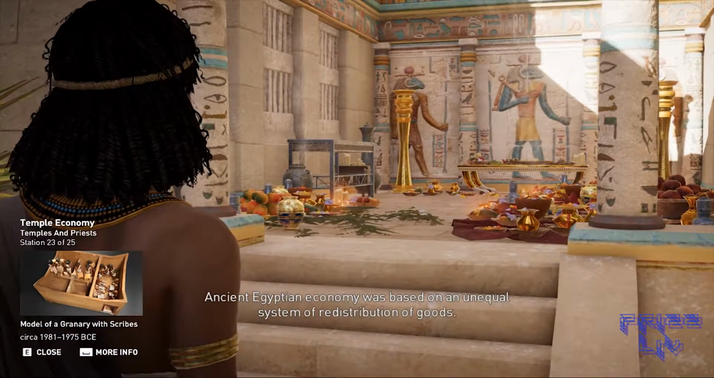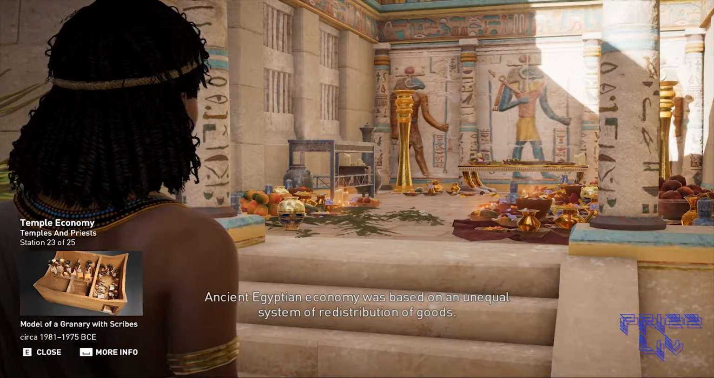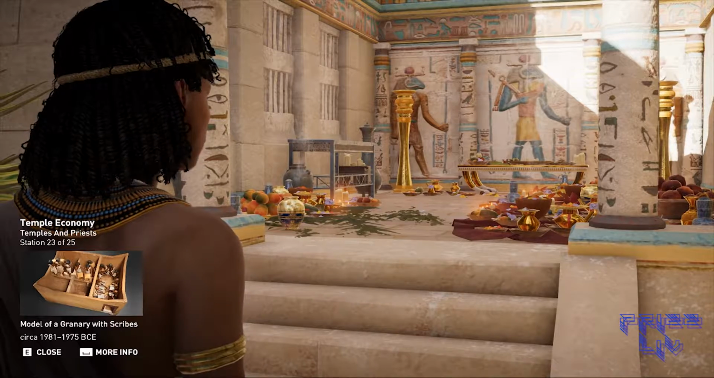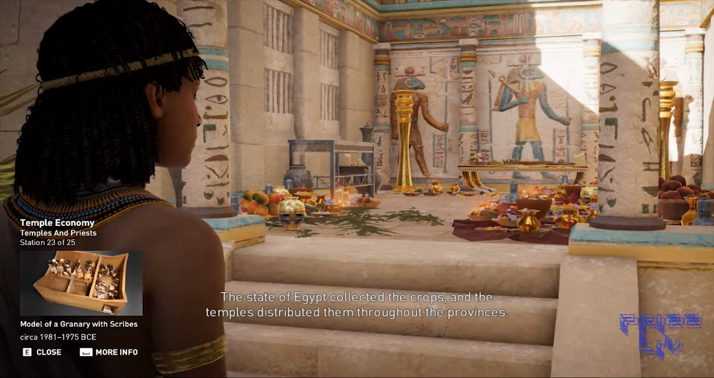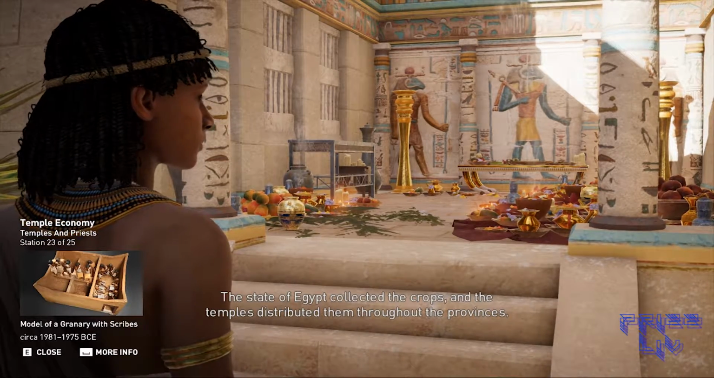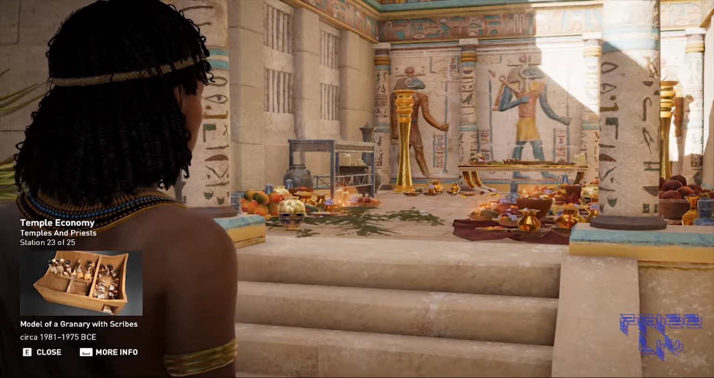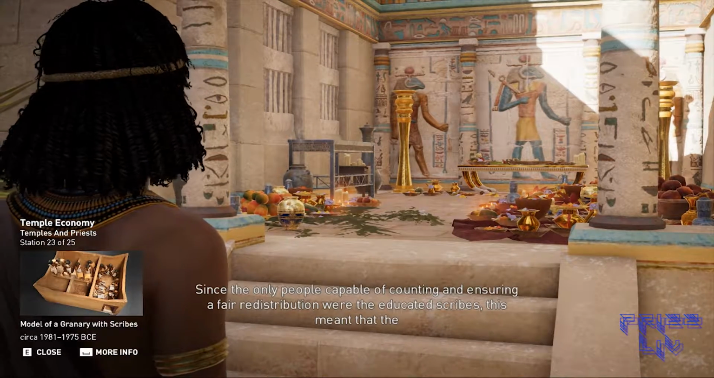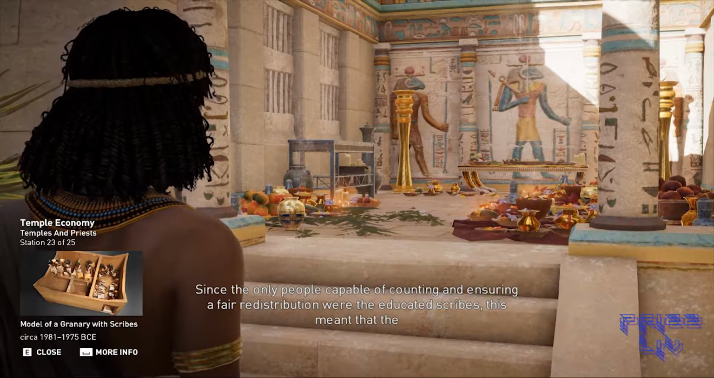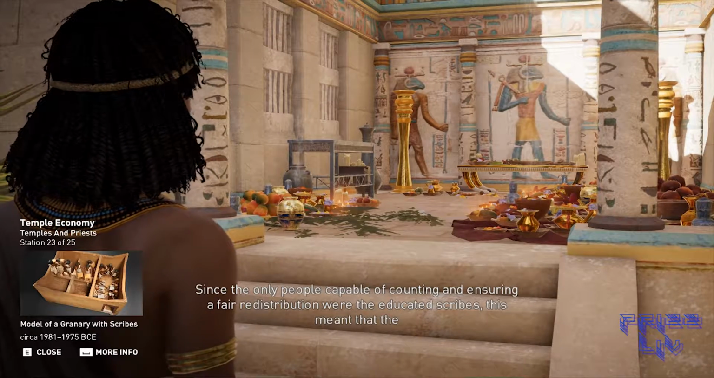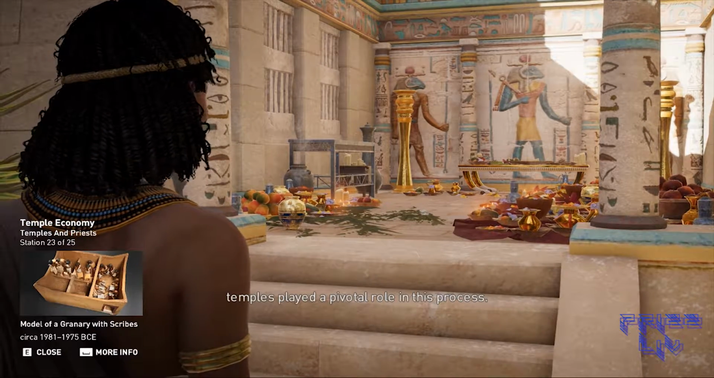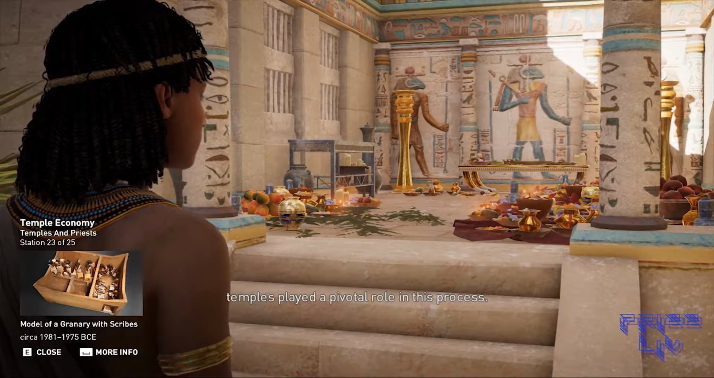Ancient Egyptian economy was based on an unequal system of redistribution of goods. The state of Egypt collected the crops, and the temples distributed them throughout the provinces. Since the only people capable of counting and ensuring a fair redistribution were the educated scribes, this meant that the temples played a pivotal role in this process.